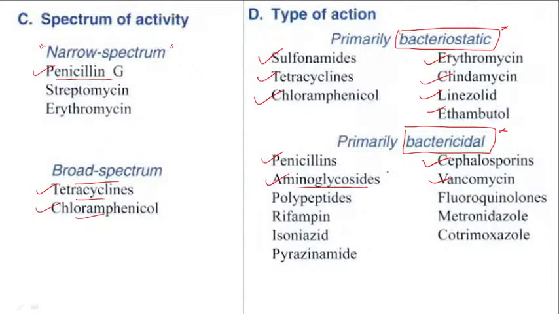See, aminoglycosides, they are also inhibiting the protein synthesis and they have another mechanism as well. Aminoglycosides have two mechanisms. Number one, they inhibit the protein synthesis by inhibiting the 30S ribosomal subunit, and number two, they are also causing the misreading of mRNA and they produce faulty proteins, and because of that they also have the bactericidal property.